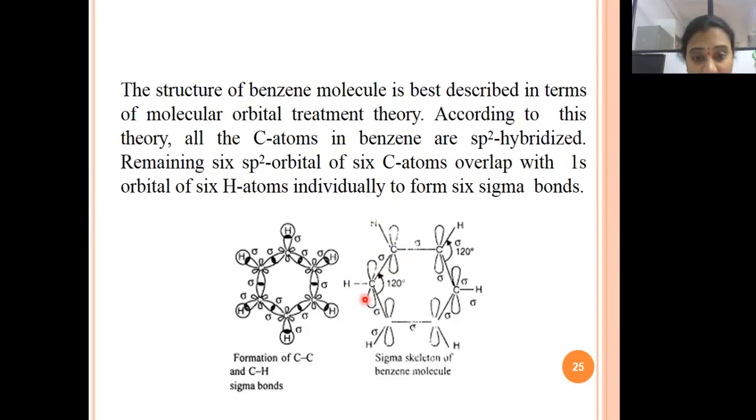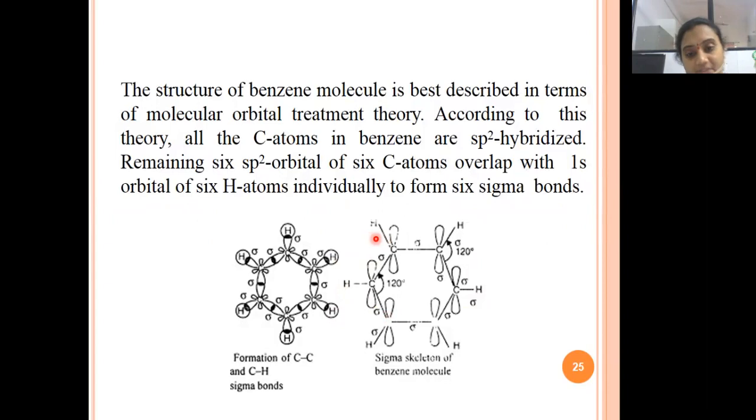And one more thing here. Each carbon also has one unhybridized p orbital containing one electron. These are perpendicular to the plane, and they overlap with each other, forming pi bonds. So this is the molecular orbital picture of benzene.